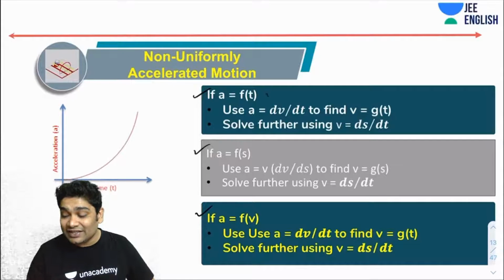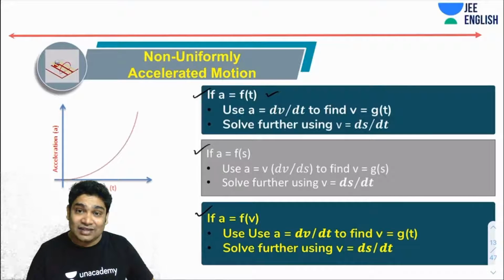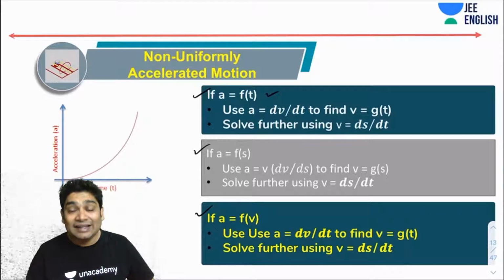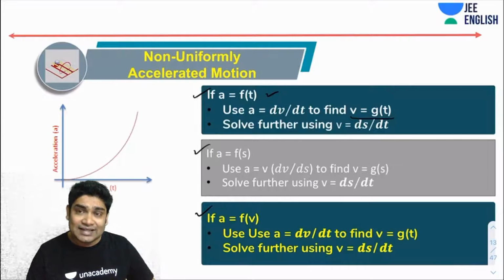If acceleration has been mentioned to you as a function of time, then you substitute a as dv over dt. Then you integrate the function f(t) that was given to you, and you can find the velocity as a function of time. Once you have the velocity as a function of time, you can substitute v as ds over dt, integrate one more time and find displacement as a function of time. So this is the first kind of variation, and this is how you will tackle it.